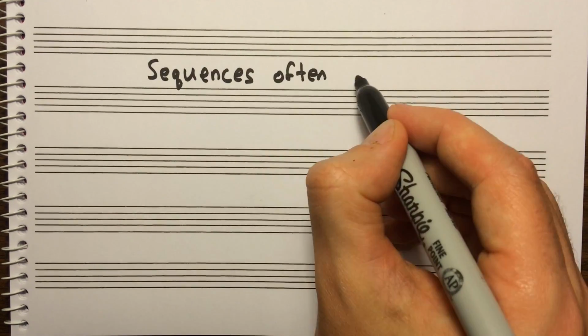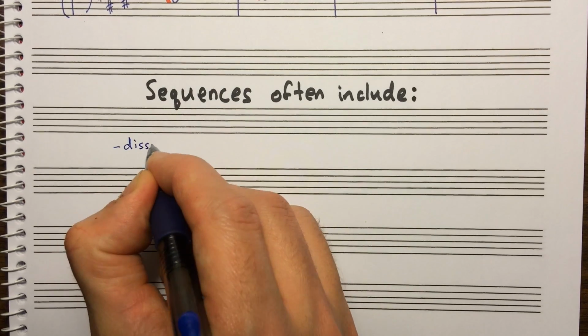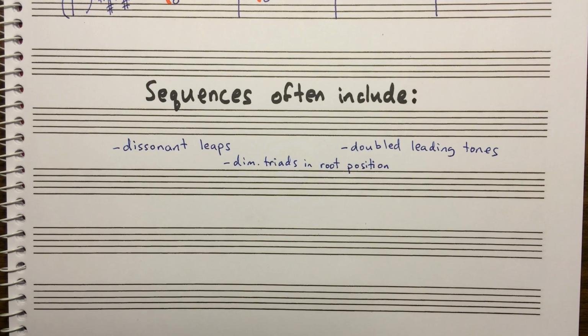Sequences are a special kind of progression. Many voice-leading rules do not apply in sequences. Given that each chord within a sequence follows the voice leading and doublings of the model, you will often encounter dissonant leaps, doubled leading tones, and diminished triads in root position. The power of the sequential repetition overrides the usual rules of doubling.